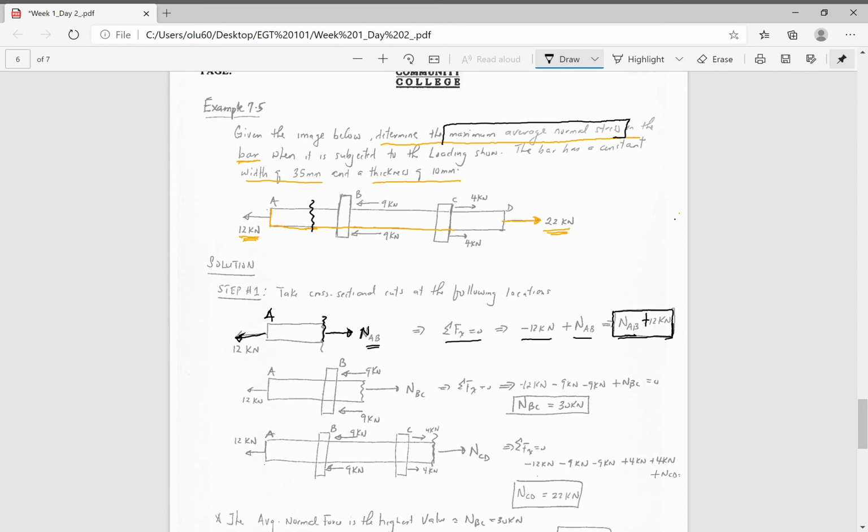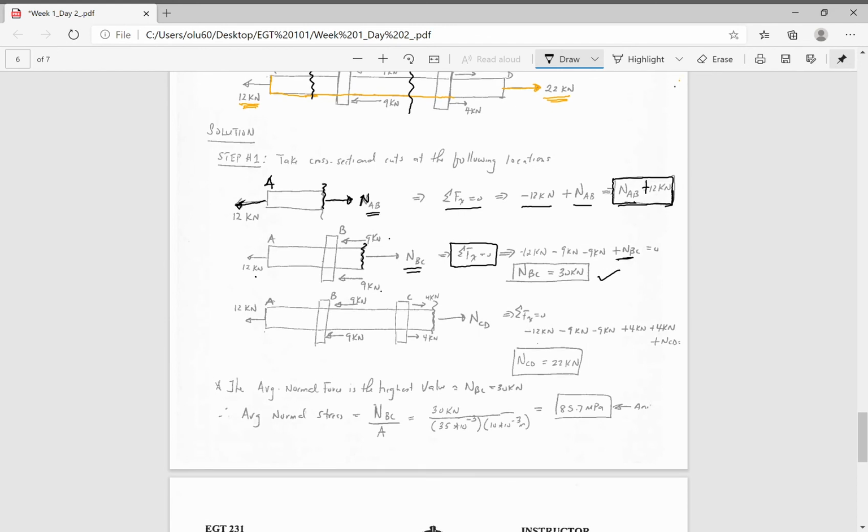Likewise, we take it a step further and take a cut between B and C. We apply the same equilibrium equation, the sum of the forces in the x direction equals 0. Then we have the 12 and the 9 and 9 facing the negative direction, and then N sub BC has a positive sign, equals 0. You solve for N sub BC, and you get 30 kilonewtons.